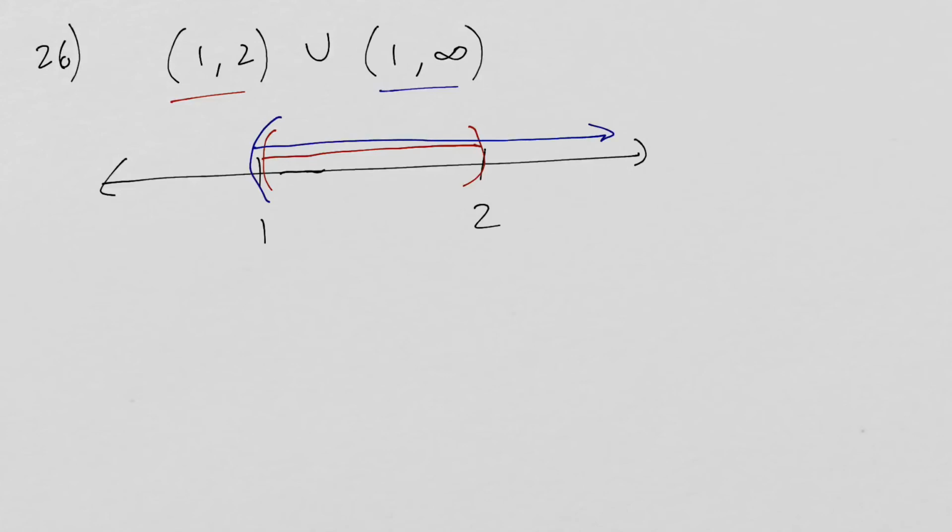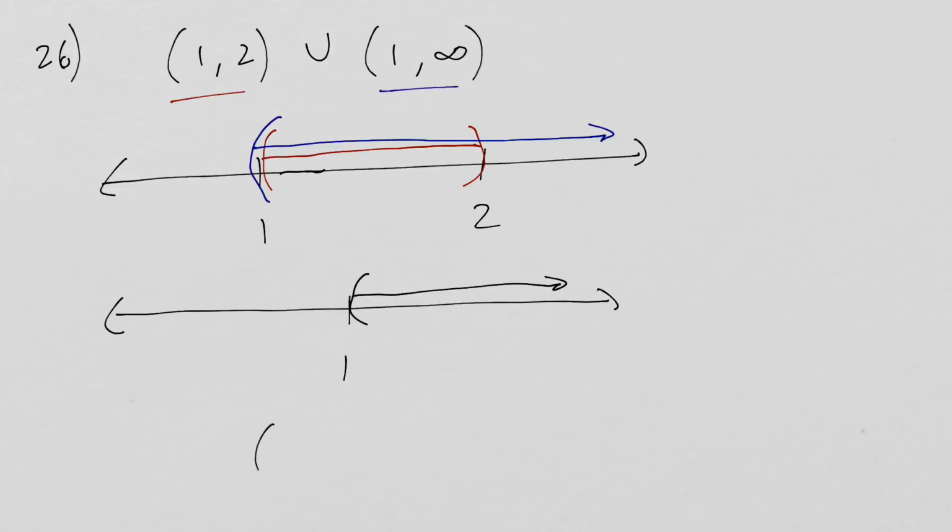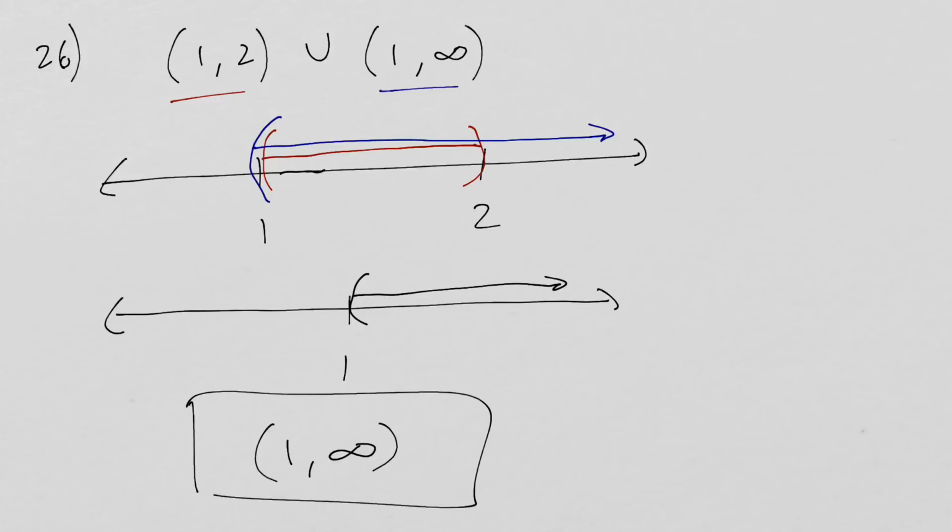It's a union, so I want to include anything that has a line over it. So if I clean this graph up, I would only include the 1, and I would go from 1 to infinity. So in interval notation, I'm just going from 1 to infinity.